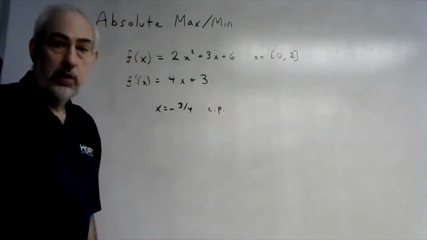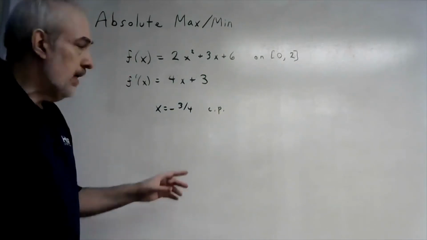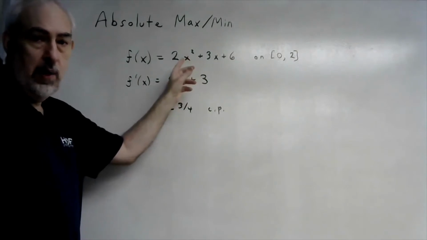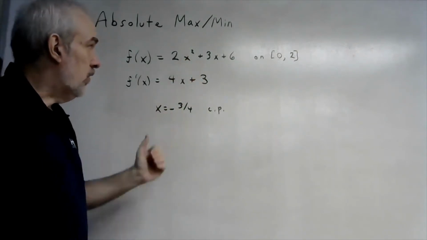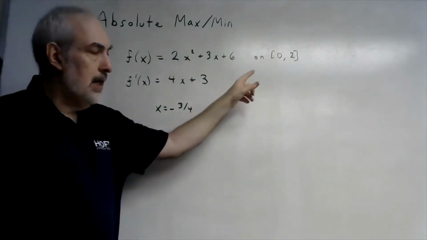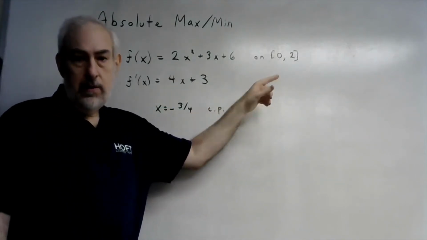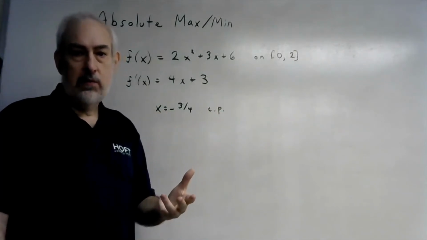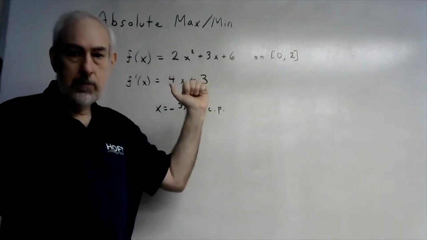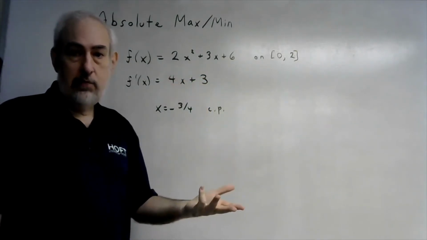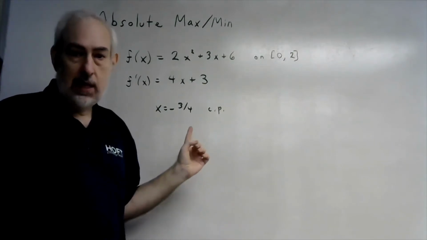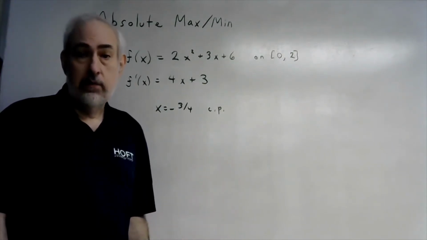And that's the only critical point. I should have checked to make sure this point exists in the original function, but polynomials exist everywhere, so this is a critical point. But -3/4 is not in between 0 and 2, and the absolute max or min theorem says that when the function is continuous, polynomials are continuous everywhere, then your absolute max or min has to be at one of your endpoints or a critical point in between. This is not in between, so it's sort of irrelevant.